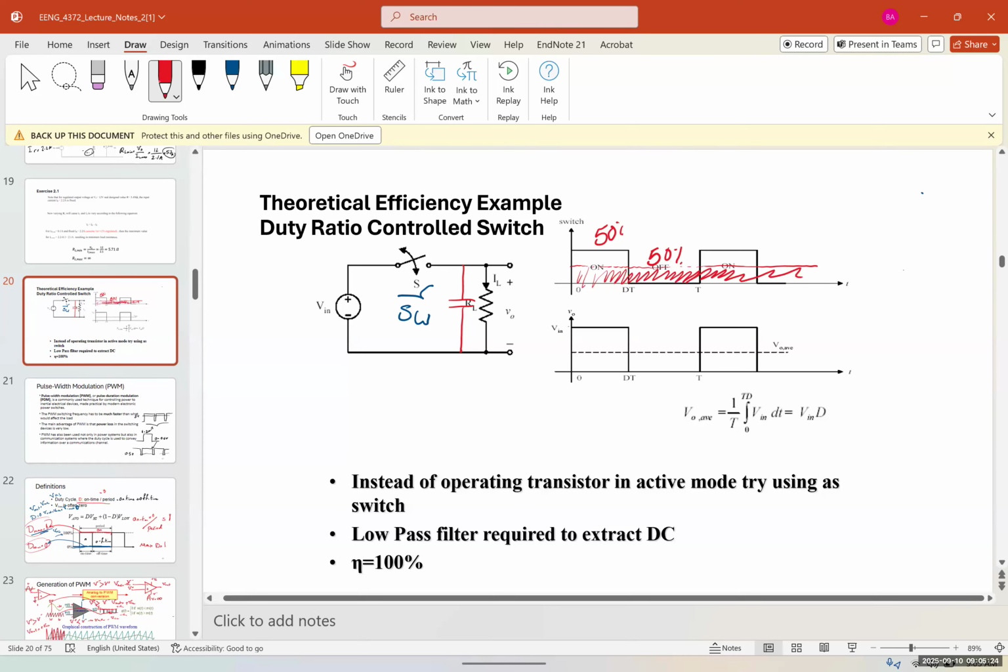It's going to be 1 over T, which is our period. We want to measure it in T time. And it's between 0 and DT, Vin dt. So it's going to be Vin dt because it's a square wave. So it's going to be Vin times DT. And as you can see here, DT is, for example, here it's half of T. So in this particular case, V average would be around here, which is 50% of Vin.